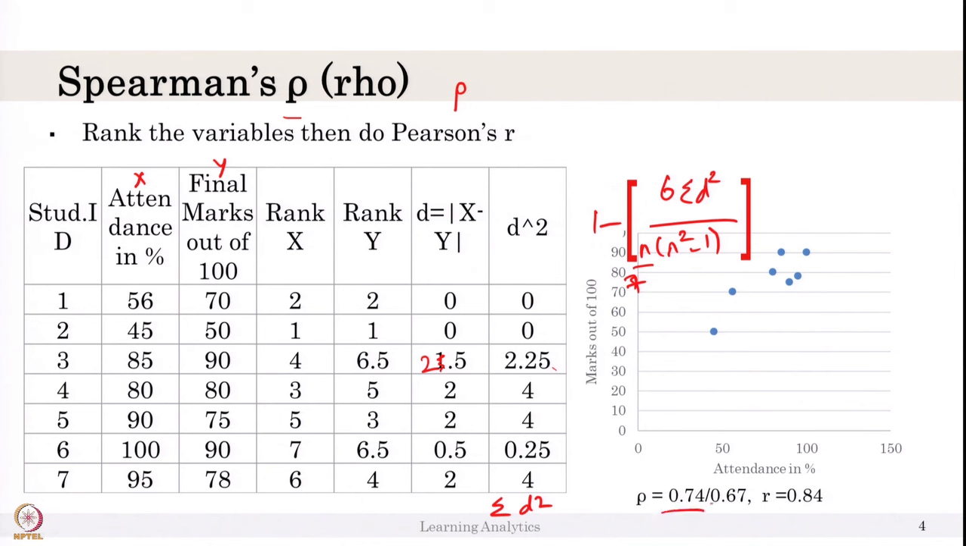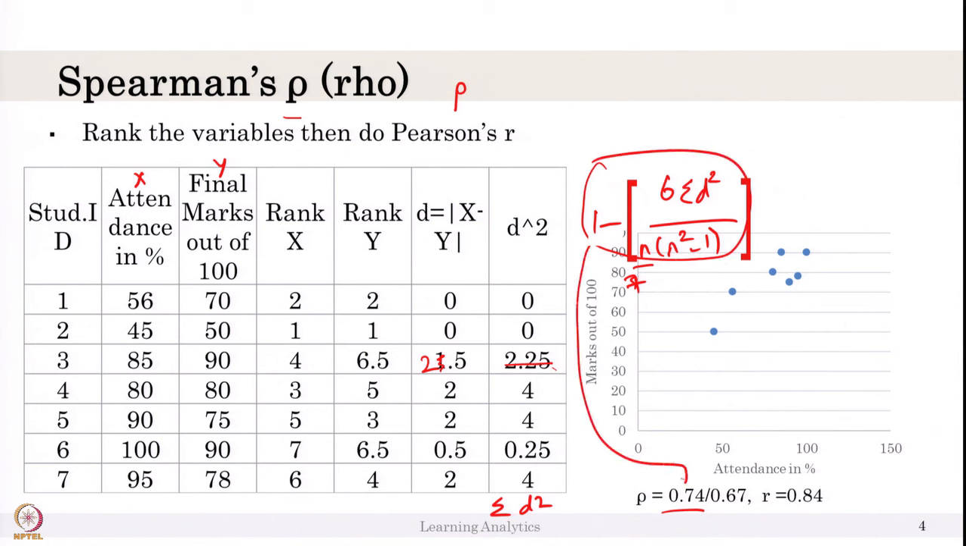The rho is 0.74, this is not correct because I used 1.5 instead of 2.5. If you compute this value correctly, 2.5 squared, and sum it up, and if you compute it in this particular formula, you might get a different value. If you use the difference in ranks and compute Spearman's rho using this particular formula, you will get this result.